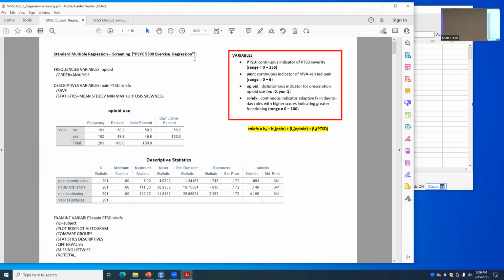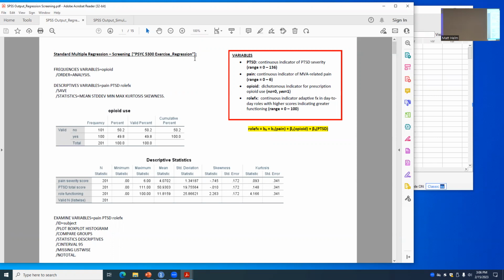Pretty simple model, right? What we've got is individuals who come in to our clinic who have been involved in motor vehicle accident trauma. They've been in bad car accidents, having some difficulties. And what we're interested in looking at is what are the unique contributions of chronic pain, opiate use, and post-traumatic stress disorder on people's levels of function, okay?